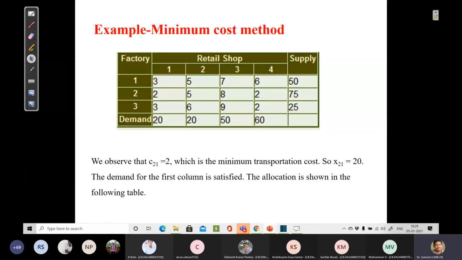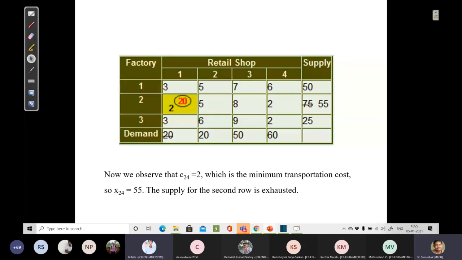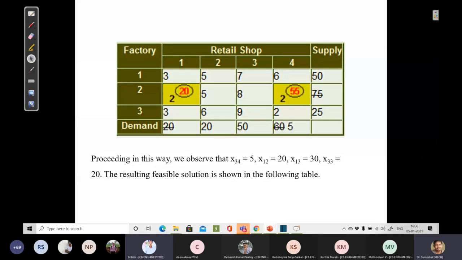Where will we give the first allocation? 2 1. First allocation will go to 2 1. So 20 is met. That's over. Next allocation, 2 4. Next allocation, 3 4, sir. Next allocation, 3 4.